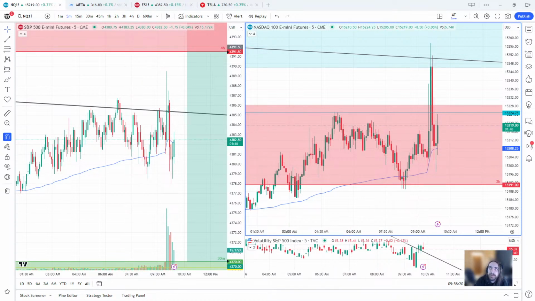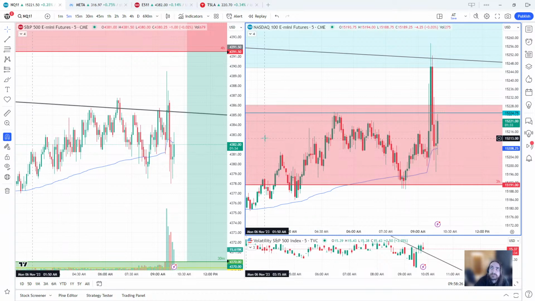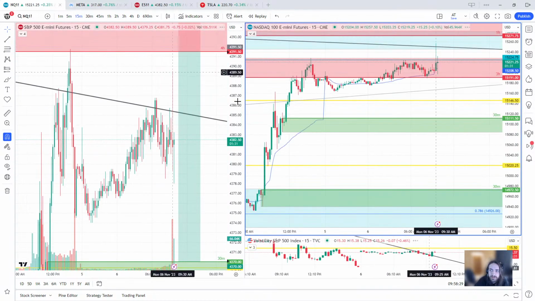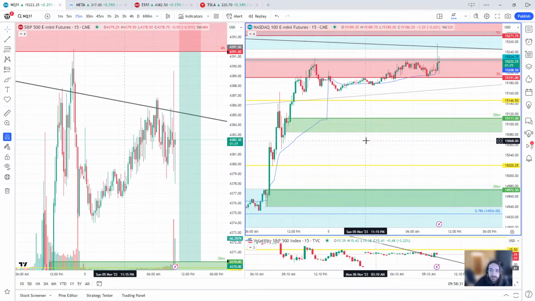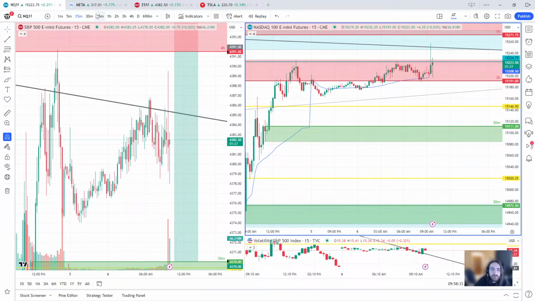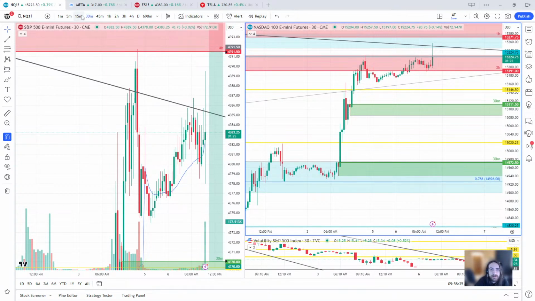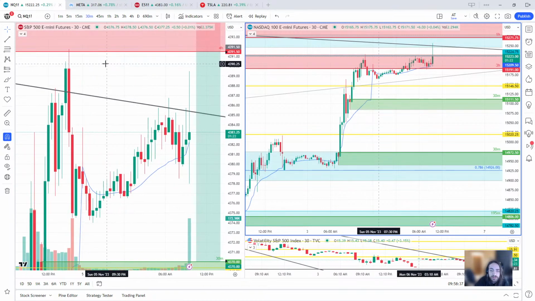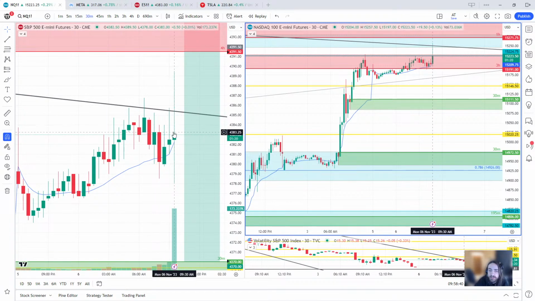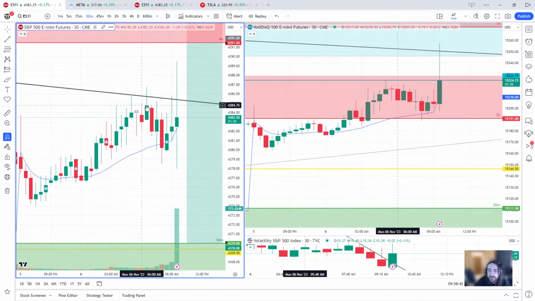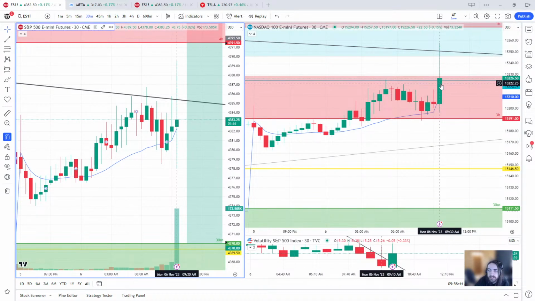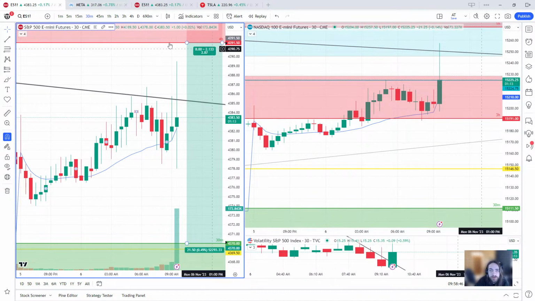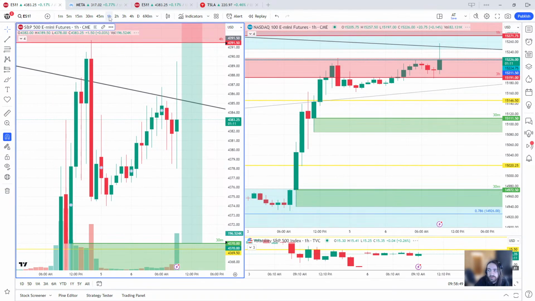Meta, nice pump on Meta, Amazon, and Nvidia. Check out what the 15 minute is doing. Check out what the 30 minute is doing. So see, those are important candles to watch right now. Look at the wicks on those. Look at the ranges on those. Huge. I want us to close under this key level on the 30 minute. What are we doing? There we go.